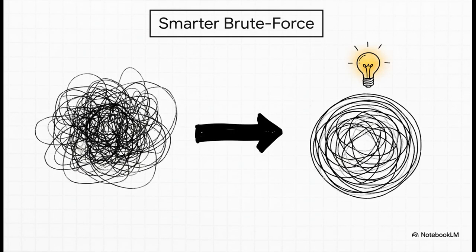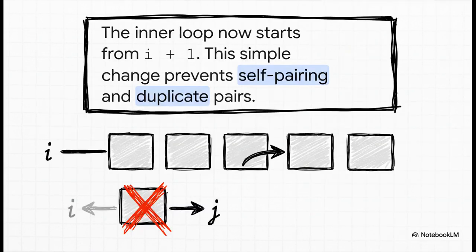Okay, we can do a little better without changing our whole strategy. We're still going to check all the pairs, but let's just be a little more clever about it and get rid of some of that wasted effort. And here's the fix. Look closely at that second loop. See how it starts from i plus 1? That's a tiny change, but it's a really smart one.